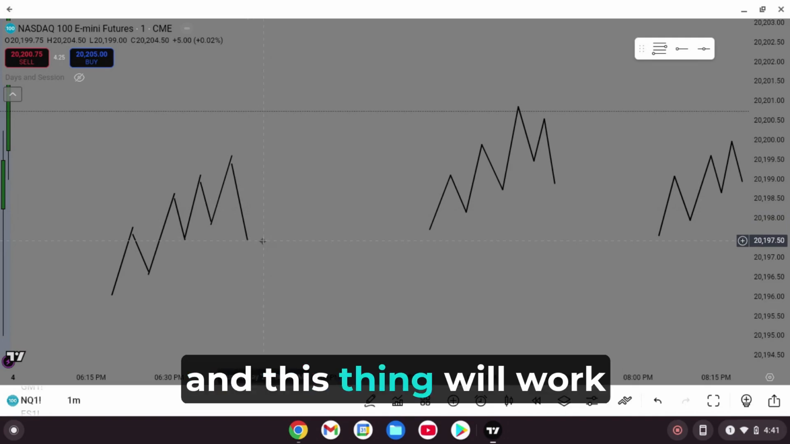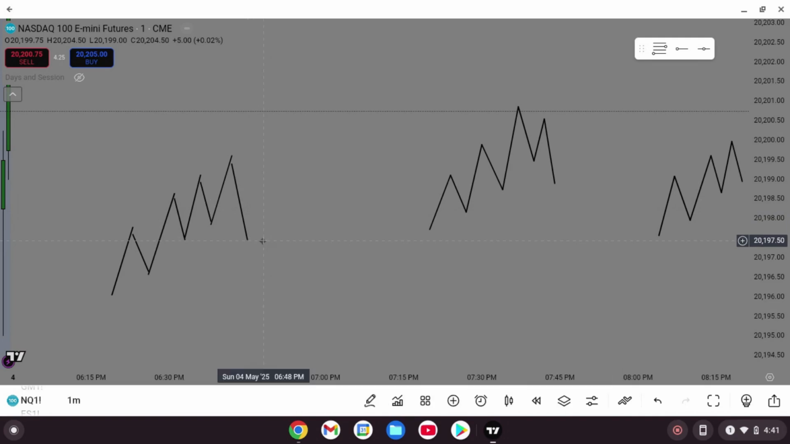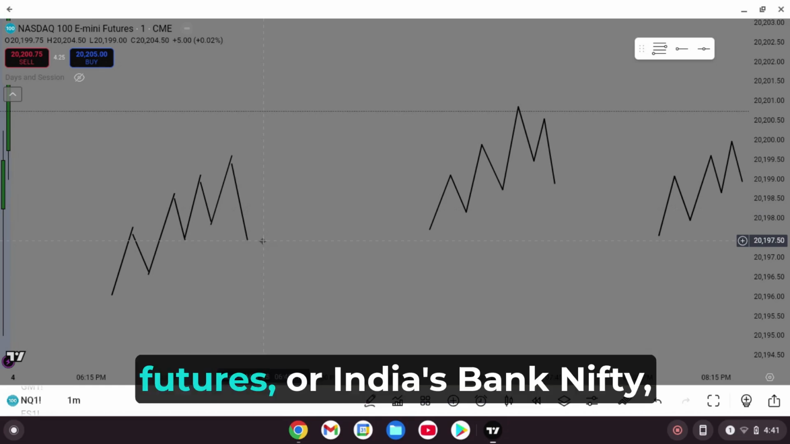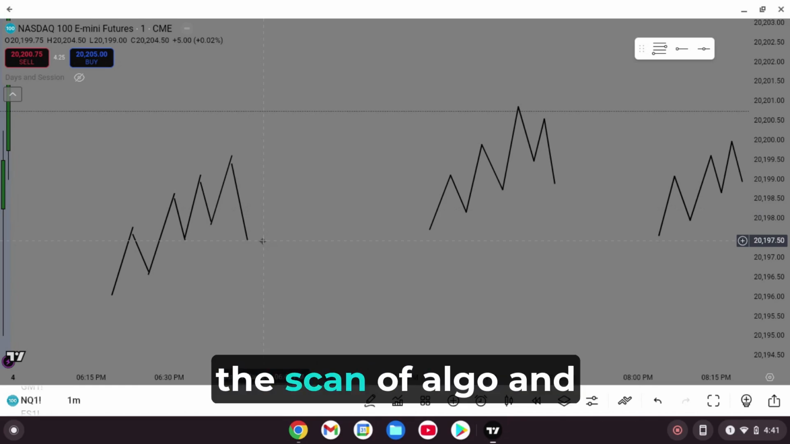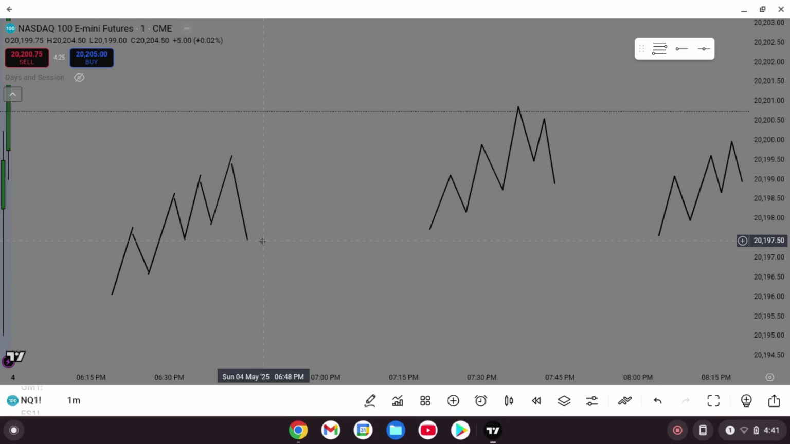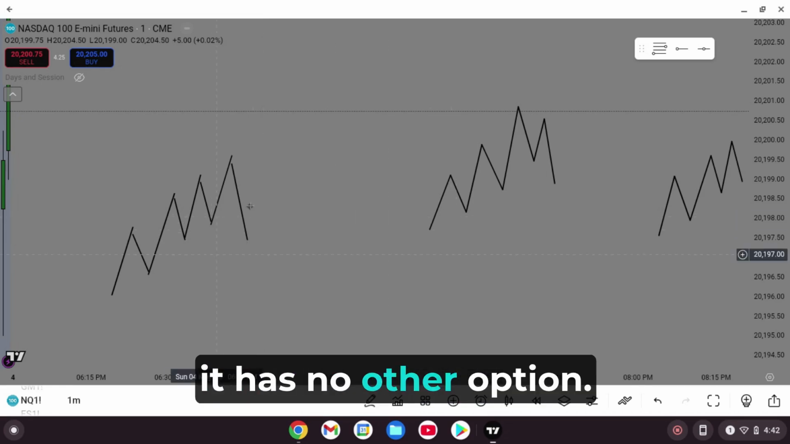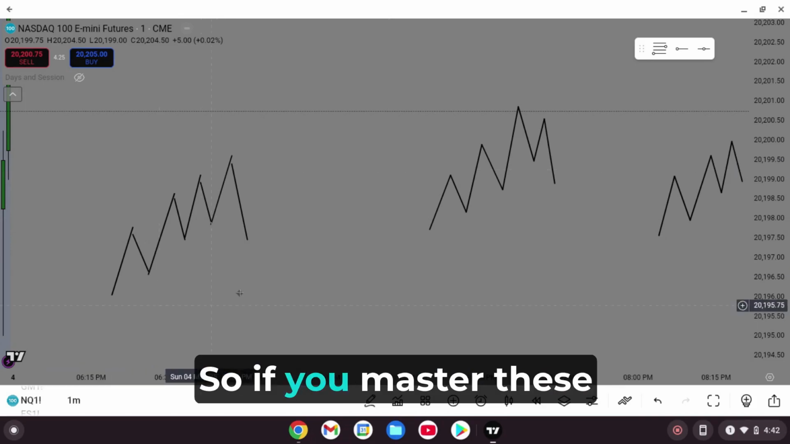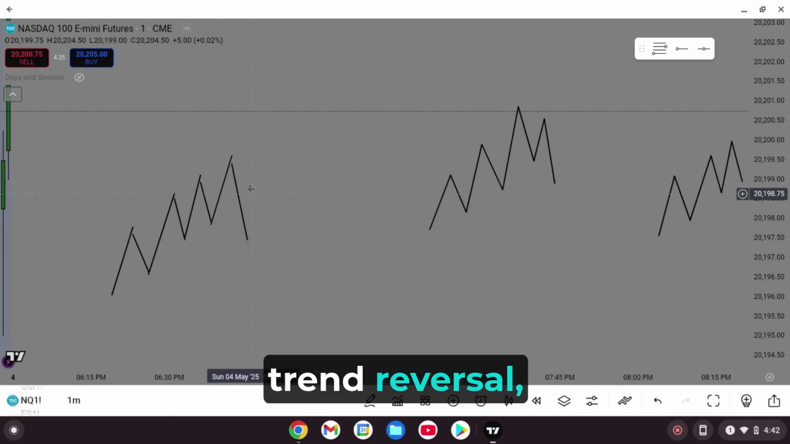Okay, and this thing will work in everything, whether it is crypto, futures, or India's Bank Nifty. Everything works the same way in the market. The scan of algo works like this. Apart from this, it has no other option. So if you master these three things, you will understand the trend reversal and you can enter your trade well.